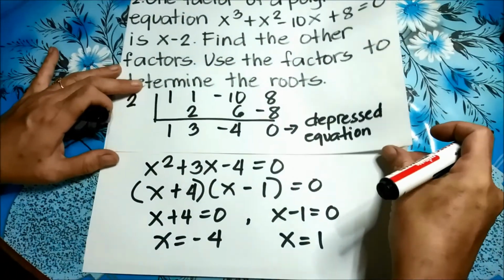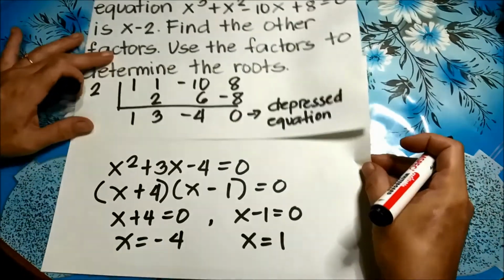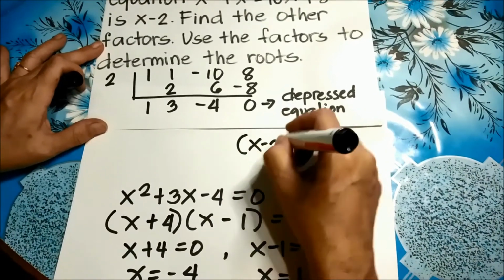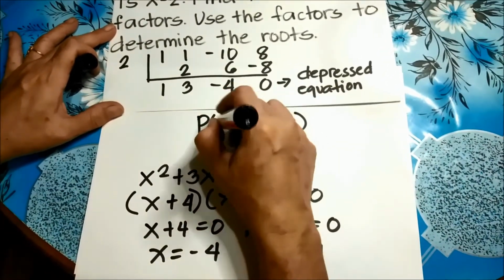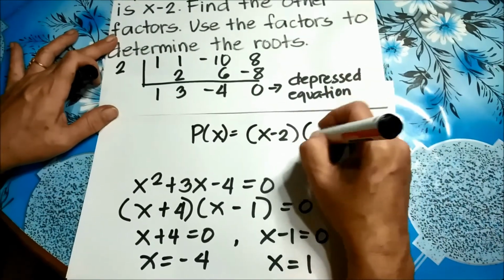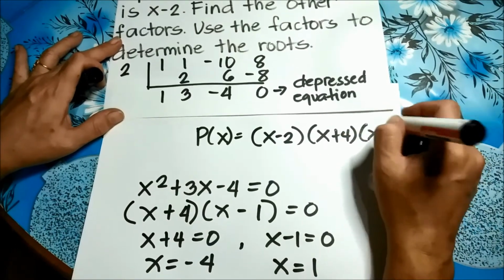Now, you can rewrite the equation in factored form. So that is p of x is equal to x minus 2, x plus 4, and x minus 1.